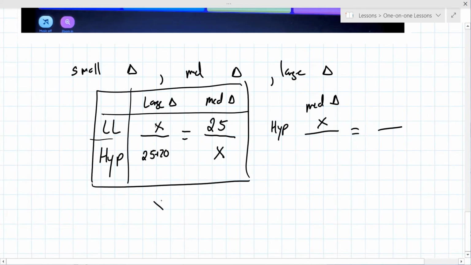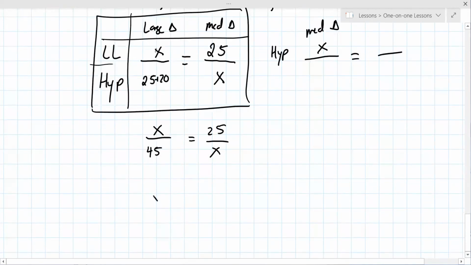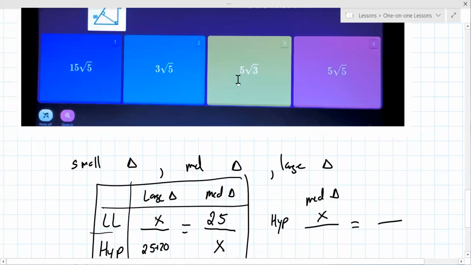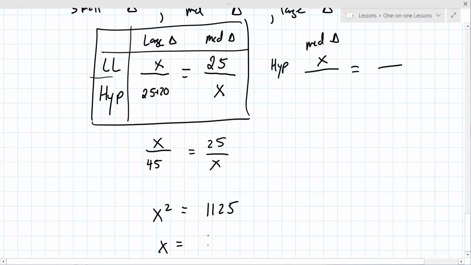So then you can set up this proportion to solve. You end up cross multiplying here. So x squared equals 25 times 45. I don't know what that is, so I'm going to grab a calculator. For that, it's 1,125. And then take the square root of both sides to solve it. Let's see what our options are here. Looks like it's 15 square root 5. Let me double check that though. Yeah, that's right. 15 square root 5.